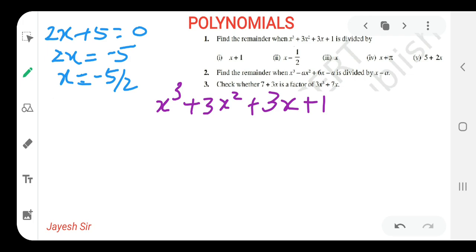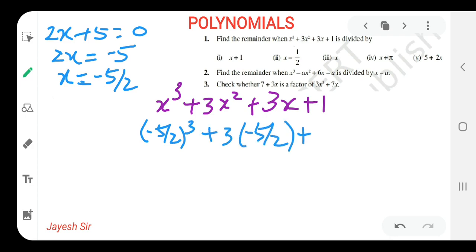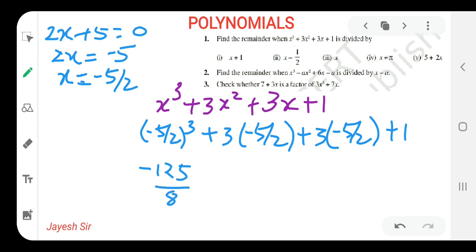Now we have got the value of x as minus 5 by 2. We'll put the value of x as minus 5 by 2. Cube of it, 3 as it is, minus 5 by 2 plus 3 as it is, and minus 5 by 2 plus 1. Now what we are supposed to do? We have to find the cube of 5 and 2 both, because cube is outside the bracket. So 5 cube, that means minus 125 it would be there, and 2 cube is 8. We have got this.